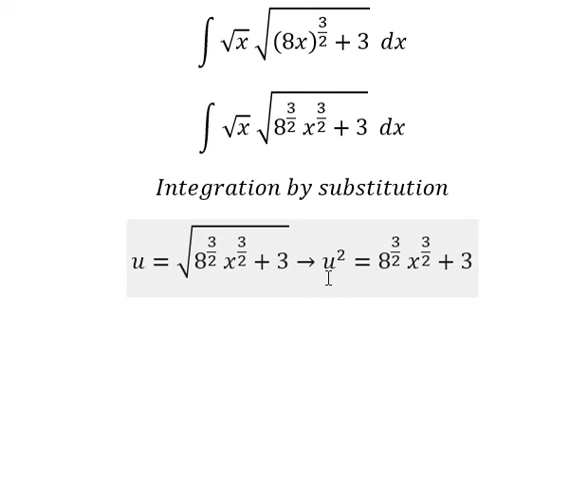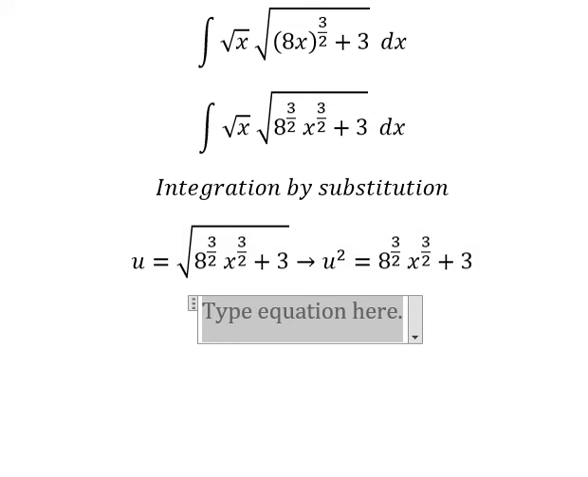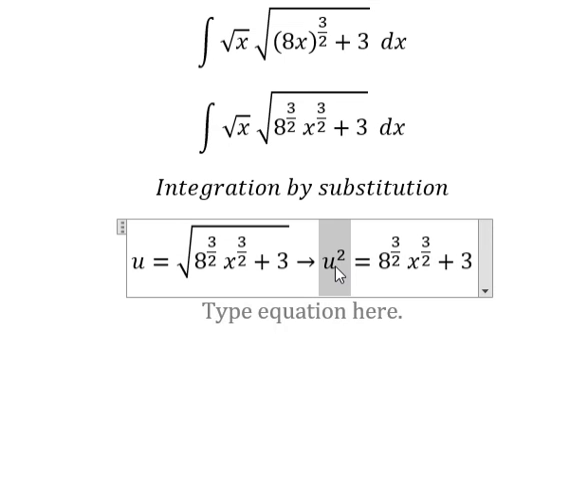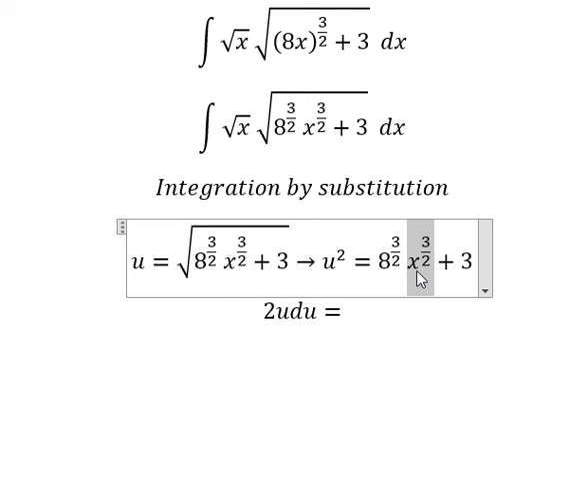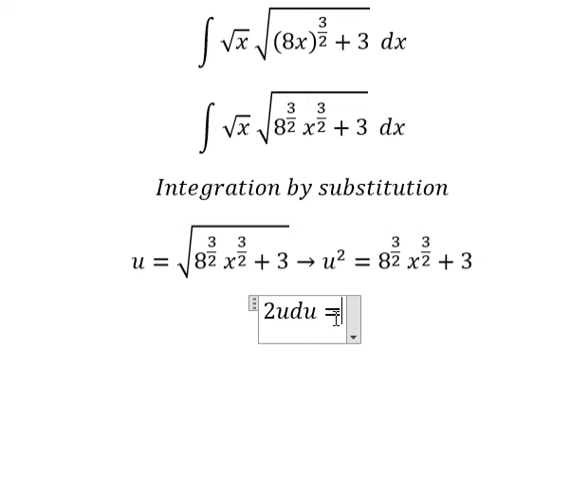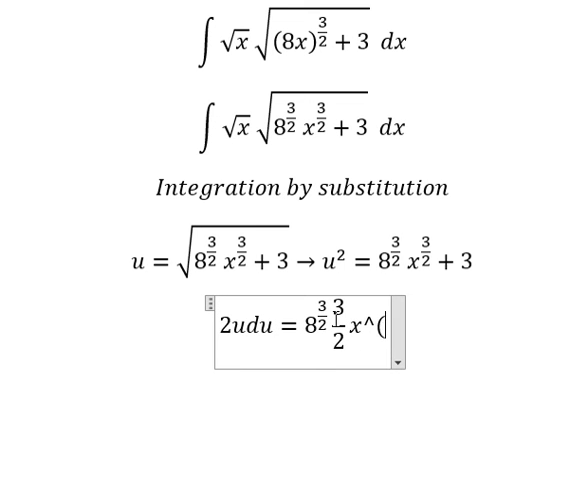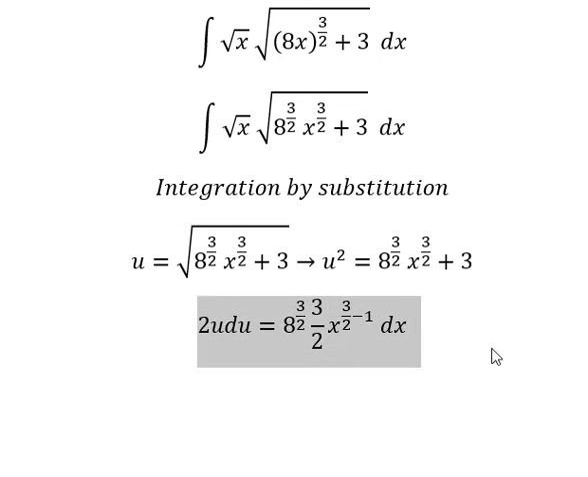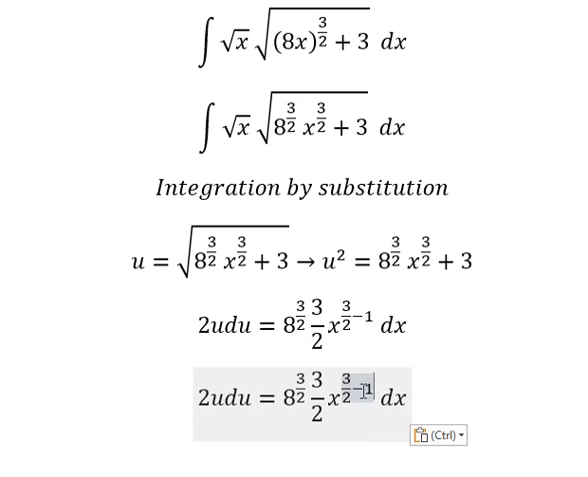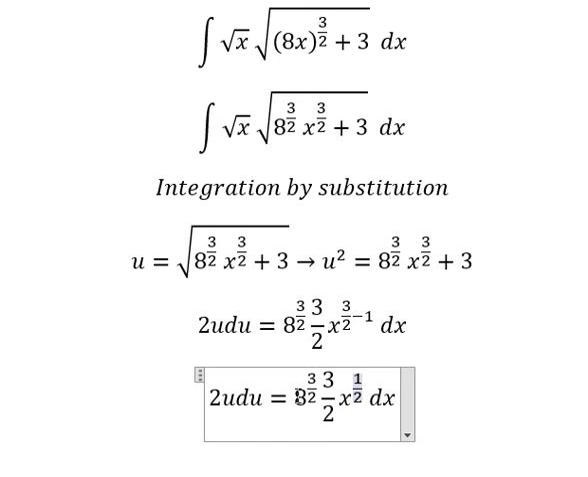Next, we need to take the first derivative of both sides. The first derivative of u squared is 2u. The first derivative of s to the power of 3 over 2 is 3 over 2 s to the power of 3 over 2 minus 1. This one is a constant, so you get 0. This one we have 1 over 2.